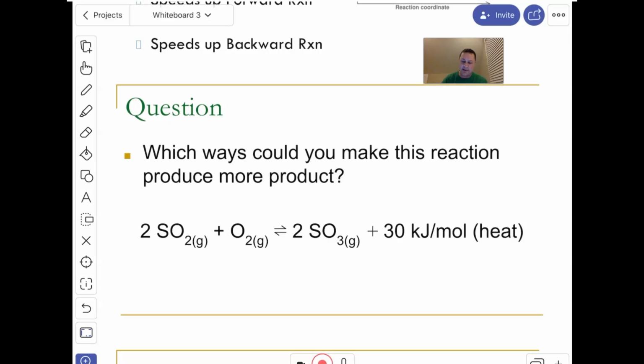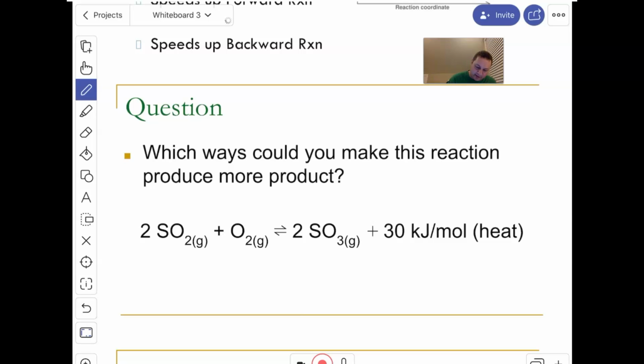Okay, I want you to pause here and think, what are the ways that you could make this reaction produce more product? Or in other words, shift to the right. Pause it. I'm now going to tell you what the answers are. Did you pause? Okay, here comes the answers. Let's see if you can get it.